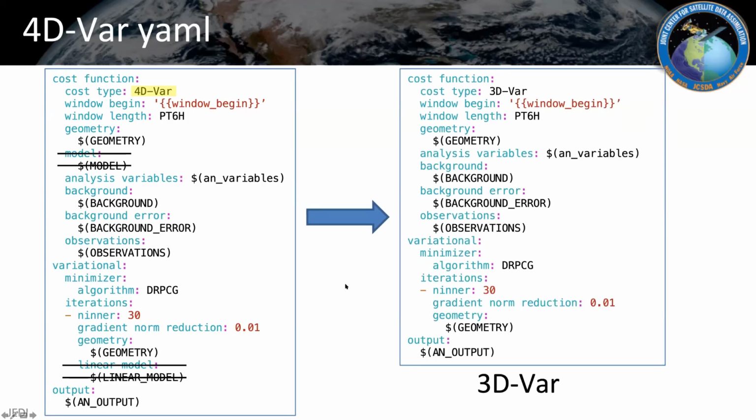Going to 3D-Var is actually fairly easy if you have a 4D-Var: you change the type of the cost function from 4D-Var to 3D-Var, and you can remove the model and linear model sections, and that's it. Everything else stays the same, and that's because these things are very related, so they should be similar. And if these YAMLs are a bit intimidating, looking at them in this way, just looking at the high-level structure really helps to understand what you're doing.